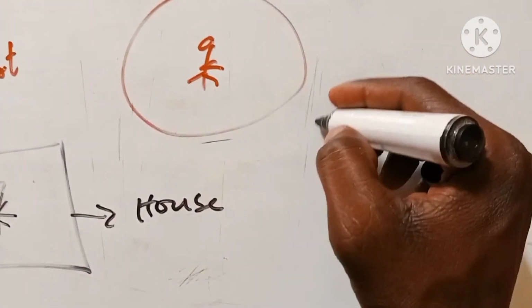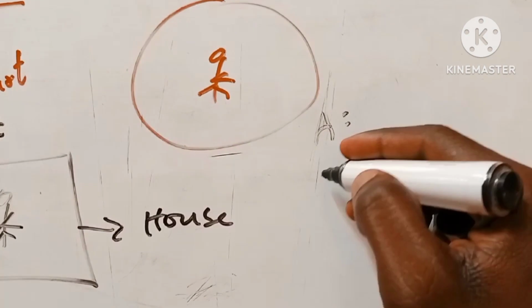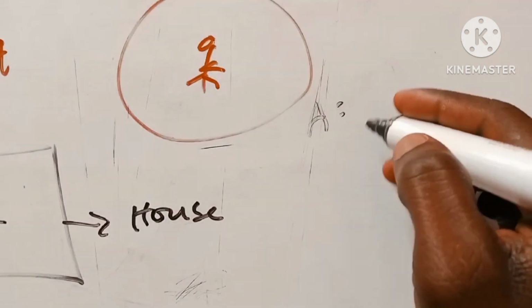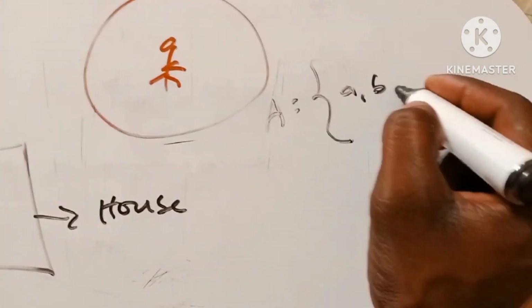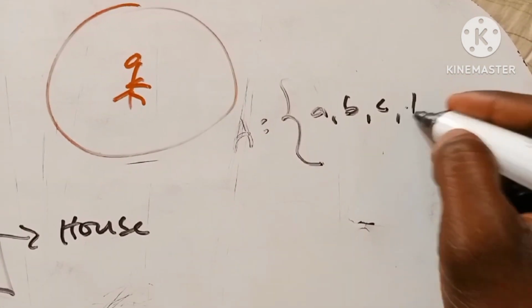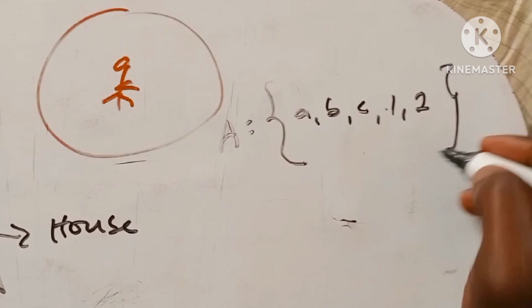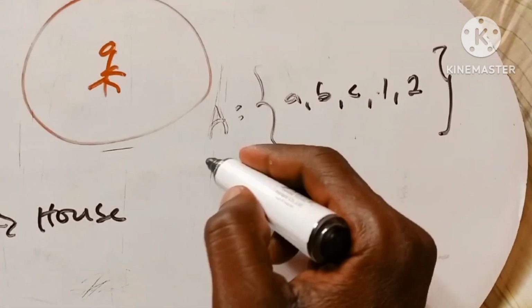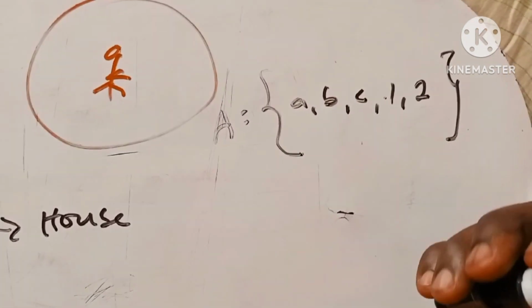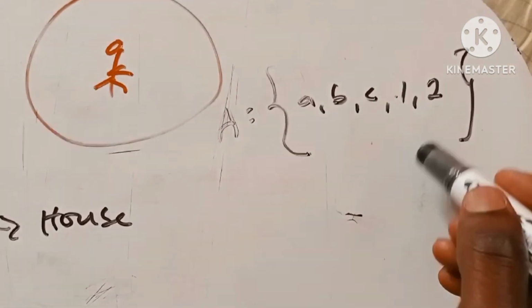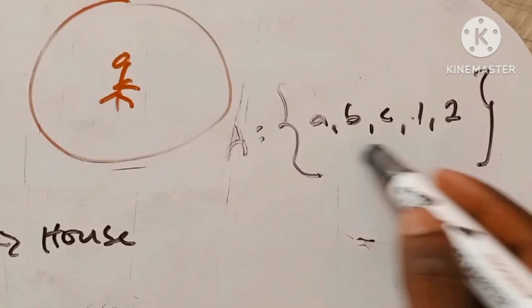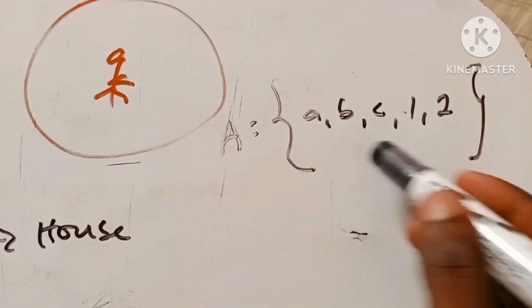So let's say we have A here. Now you know the reason I'm using A as the name of the set here. A is equal to, let's say, a, b, and c, and then maybe 1, 2. Let's say these people are inside this house, which is A here. Is that okay? So the numbers and the letters, anything that you can find within the set, just assume that these people are inside of the entire house, right?